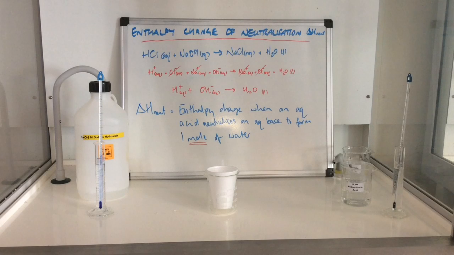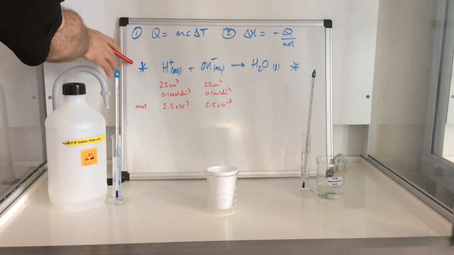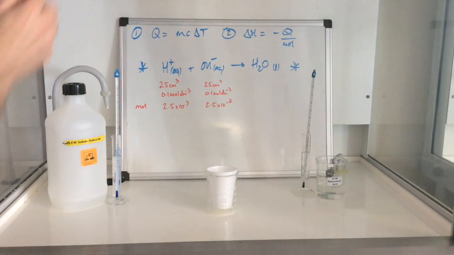So what I'm going to do in the video now is measure the enthalpy change of neutralisation, and I'm going to do it using a calorimetry experiment. So across the top of the board there now, I've got the 2 steps involved in the calculation that we're going to perform at the end of the experiment. And the starred information here is obviously the equation that we need to calculate the enthalpy change for.